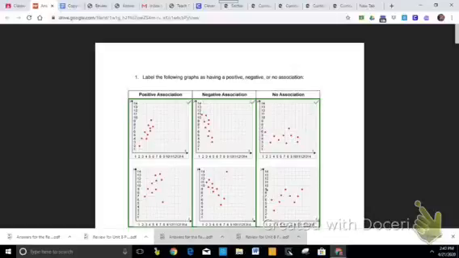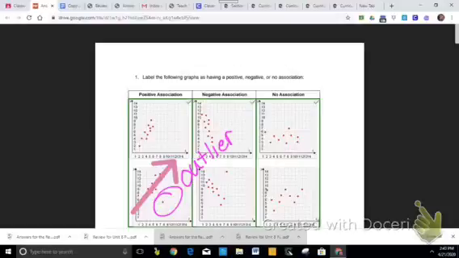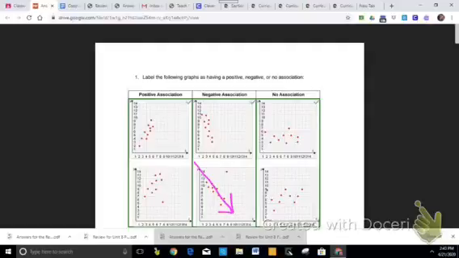Number 4, or the fourth one, is again a positive association. But wait a minute, Miss Klutts, what about that one way down there? What is that one way down there called? Remember, that's called an outlier because it lies outside most of the data points. The next one has more or less a negative association. My line of best fit would be going down. And again, this would be an outlier.